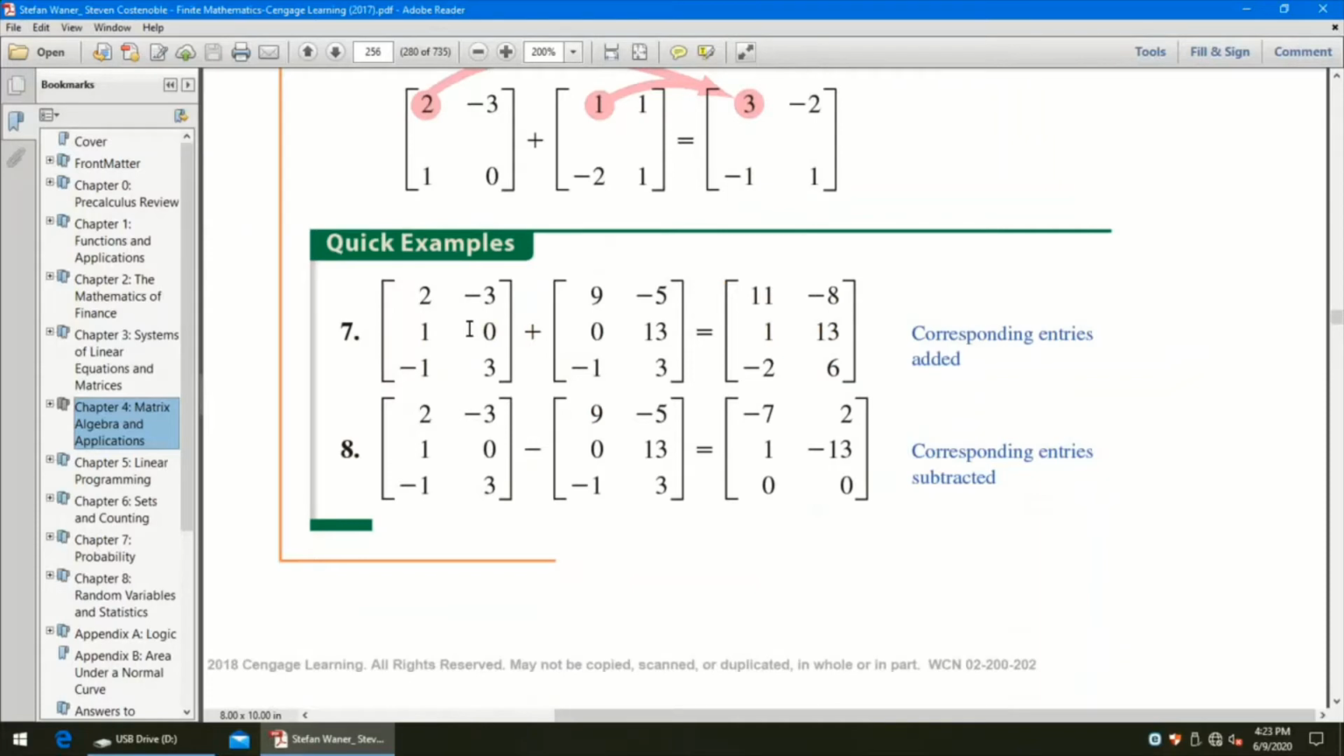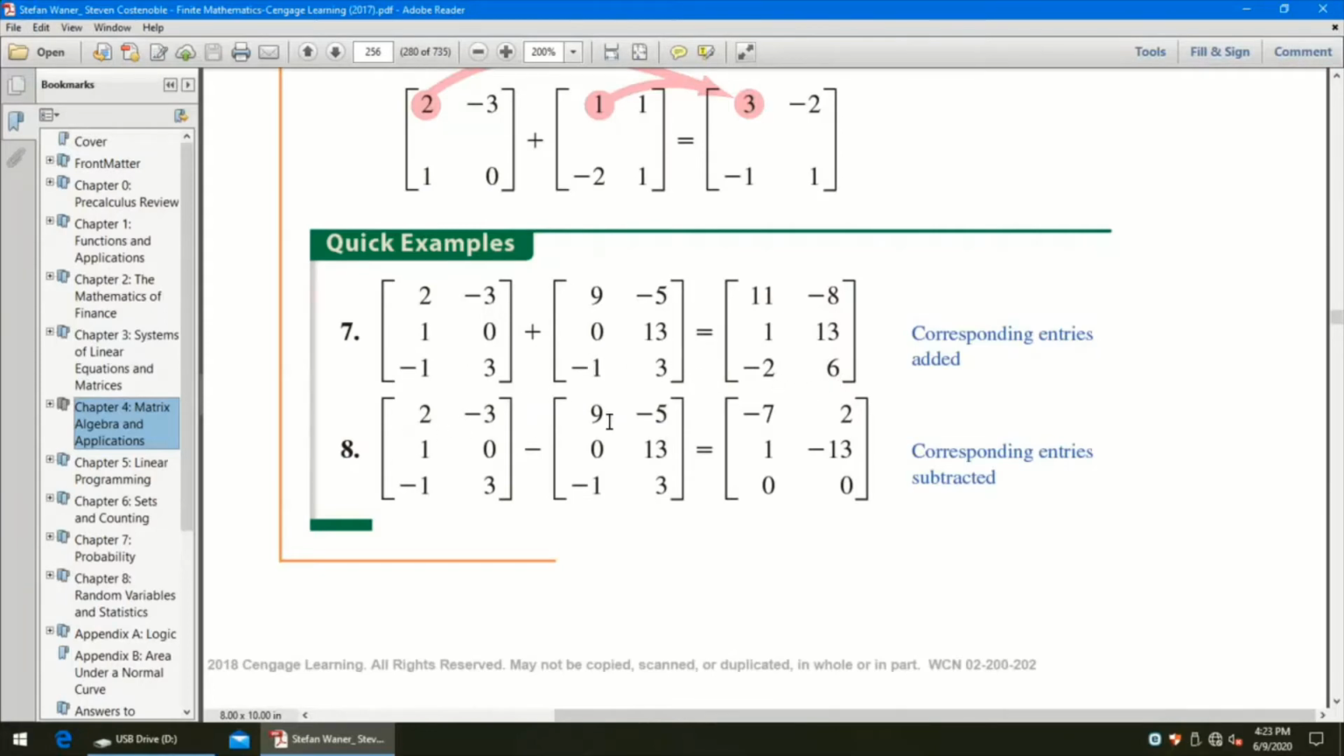Then we have some other quick examples of how to add. When you're adding matrices, you need to add the corresponding values. For multiplication, the rules are slightly different. But for addition and subtraction, you take the first entry and add it with the corresponding entry of the second matrix. So 2 plus 9 would be 11, minus 3 plus minus 5 would be minus 8, 1 plus 0 is 1, 0 plus 13 is 13, minus 1 plus minus 1 would be minus 2, and 3 plus 3 is 6.